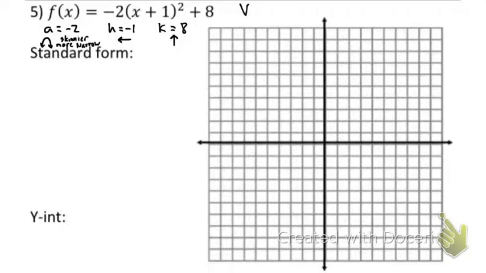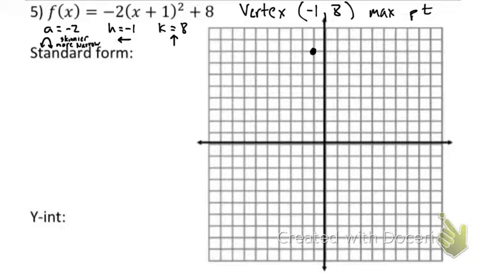So again, my vertex is going to be our h and k. So my h value is -1. My k value is 8. So let's plot this point. -1, up 8. 1, 2, 3, 4, 5, 6, 7, 8. Okay. There it is. And again, because my a value is negative, I know I have a vertex that is a maximum point. So we have a max point.